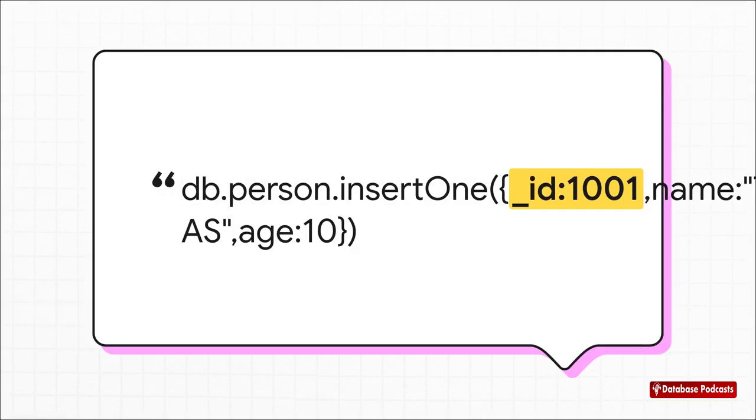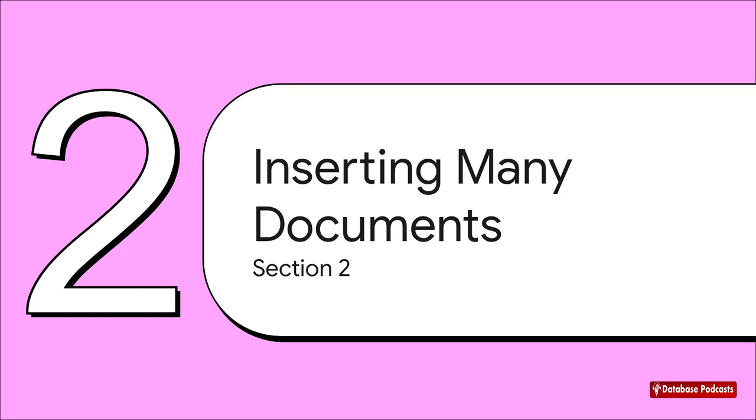So let's take a look at the syntax here. You see db, then we pick our person collection, and then we just call insertOne. And that thing inside the parentheses, that's our document. It's just an object with some fields: _id, name, and age. Super clean, super readable.